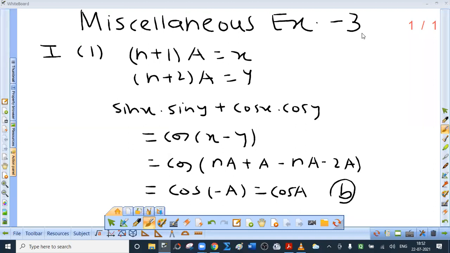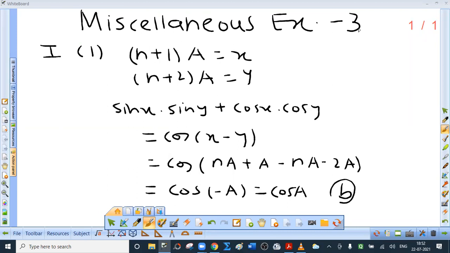Okay, so miscellaneous exercise 3, first question, select the correct option from the given alternatives. The first one: sin(n+a) sin(n+2a) + cos(n+a) cos(n+2a) is equal to... Here I can't say "into" because that is part of an angle.